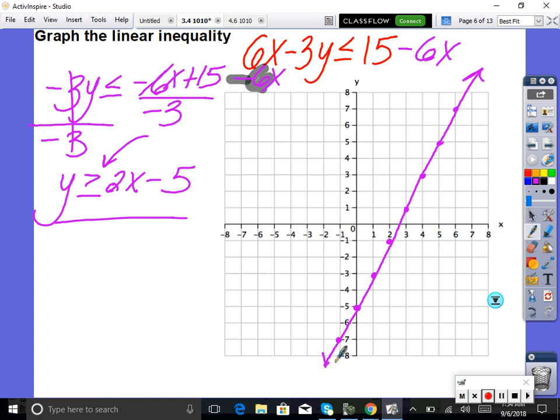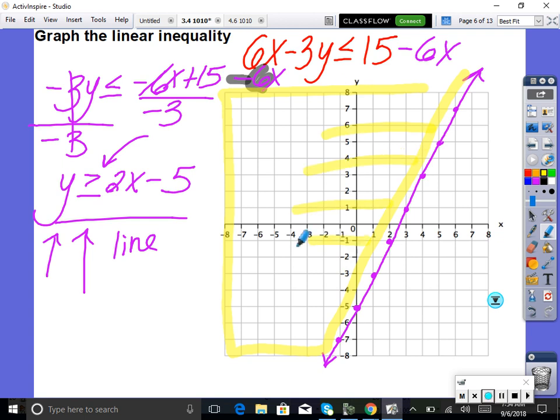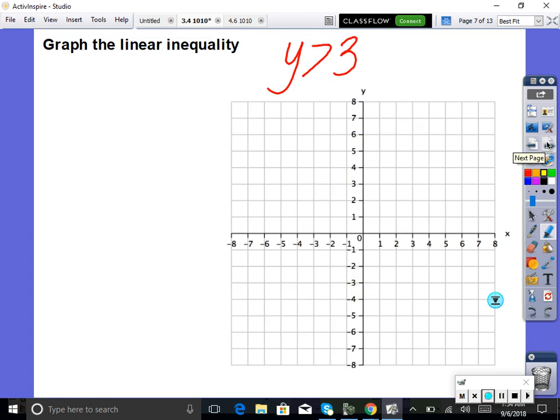Then let's read this in order. Any y value above the line. So in this one, where would above the line be? Right there. Good. All this stuff is solutions. Now because it's a solid line, over 2 down 1 would be a solution. Does everybody see? Okay, sweet. Awesome. I think we're good with these.